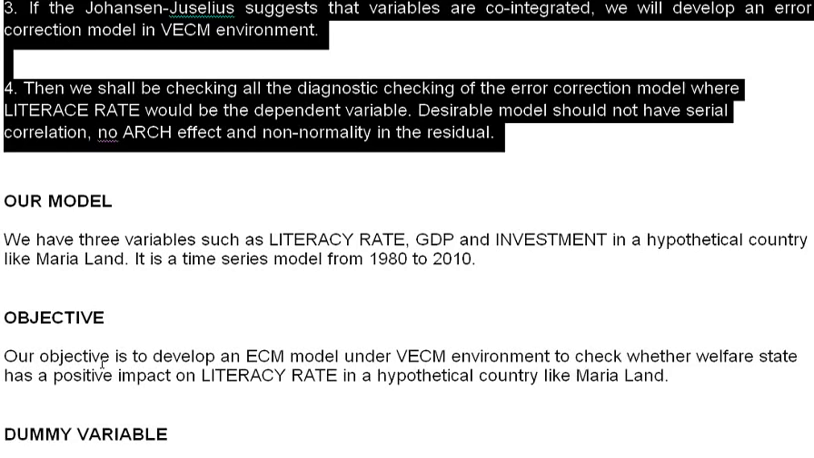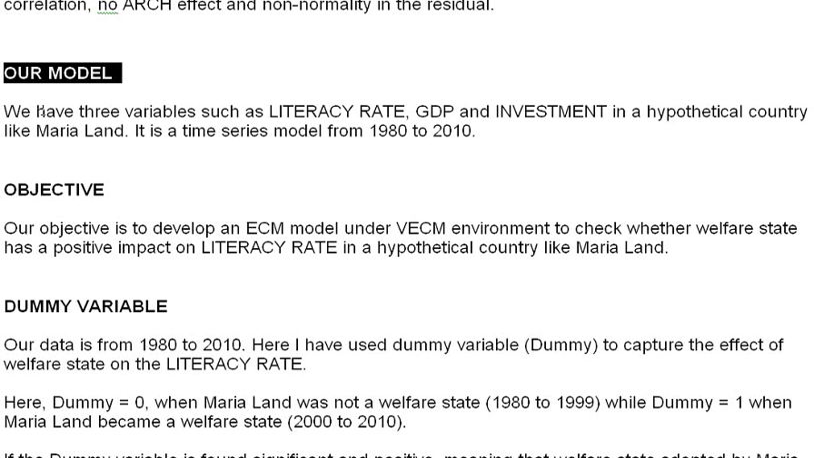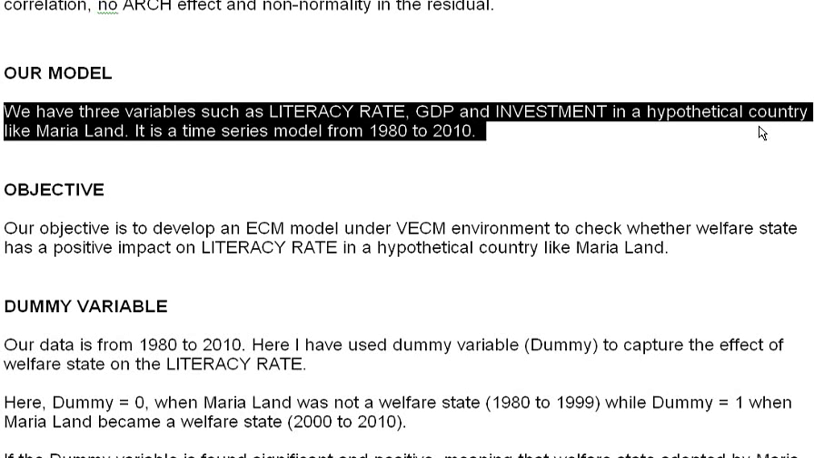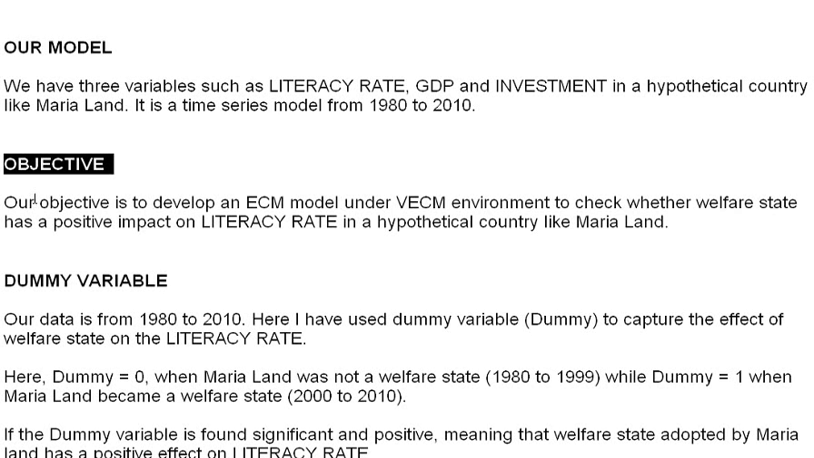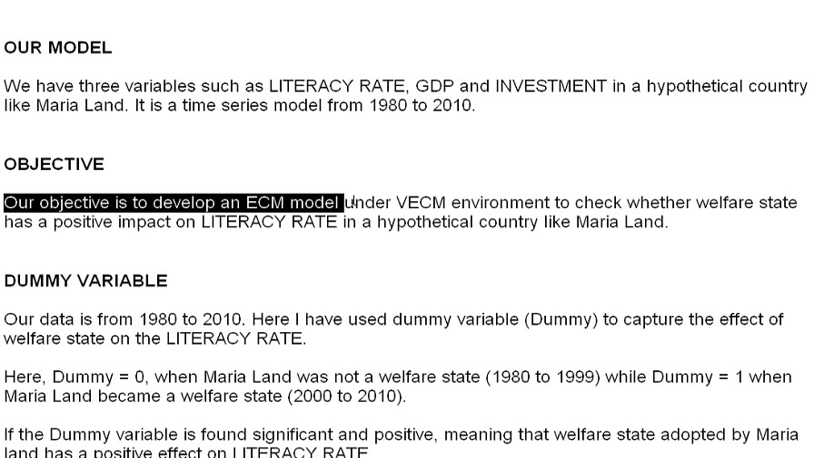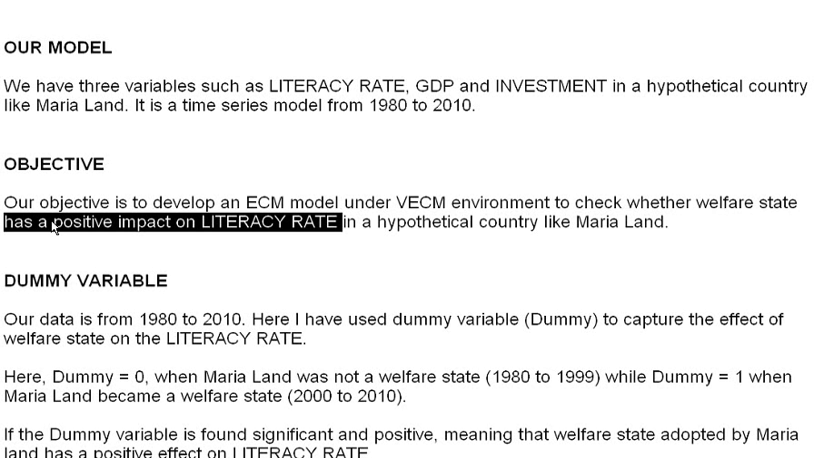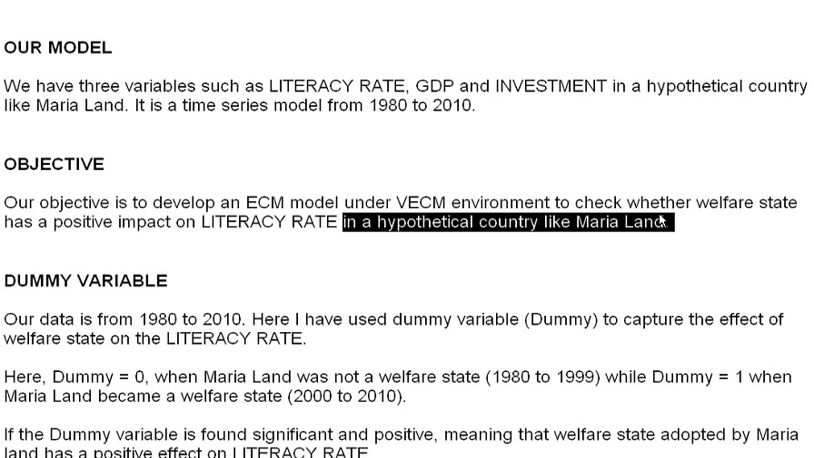First I talk about our model. In our model, we have three variables: literacy rate, GDP, and investment in a hypothetical country like Maria Land. And this model is a time series model from 1980 to 2010. Then I talk about our objective. Our objective is to develop an error correction model under the VECM environment to check whether the welfare state has a positive impact on the literacy rate in Maria Land. That we want to check today.